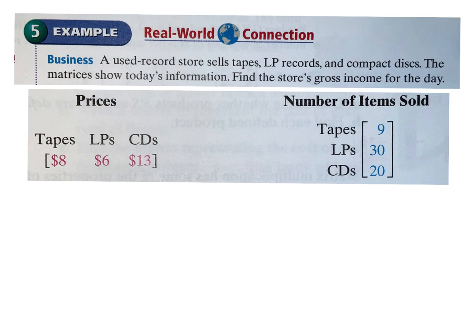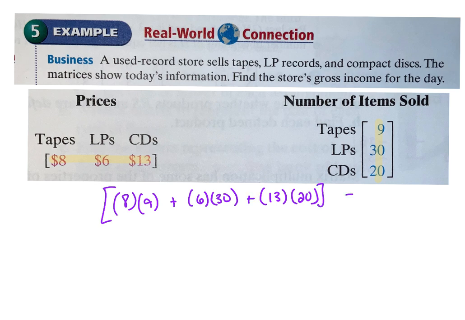So you're going to multiply your row by your column. That's really all there is. 8 times 9 plus 6 times 30 plus 13 times 20. Not really sure why we would set up a matrix for this particular problem here. But they did.